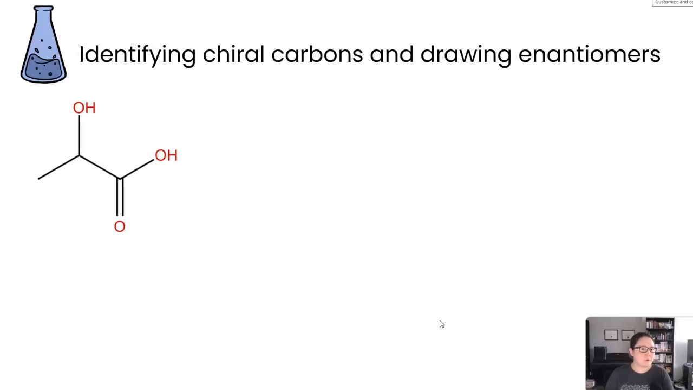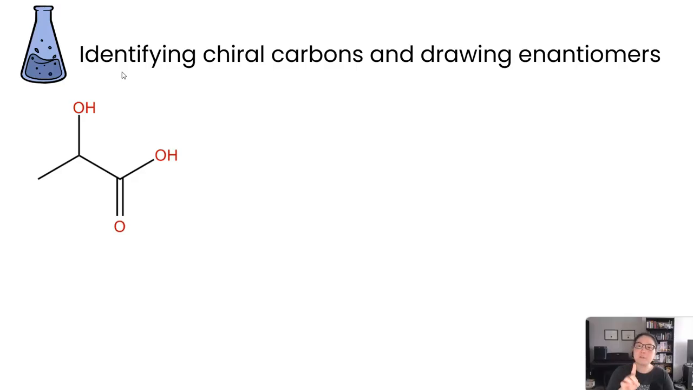Something that I'm going to expect you to be able to do is, when you're given a structure, identify all of the chiral carbons that might be in that particular compound. And when there is a chiral carbon, I will be expecting you to be able to draw enantiomers. So here we have an example of a molecule. Let's take a look and see if we can figure out which carbons are chiral.